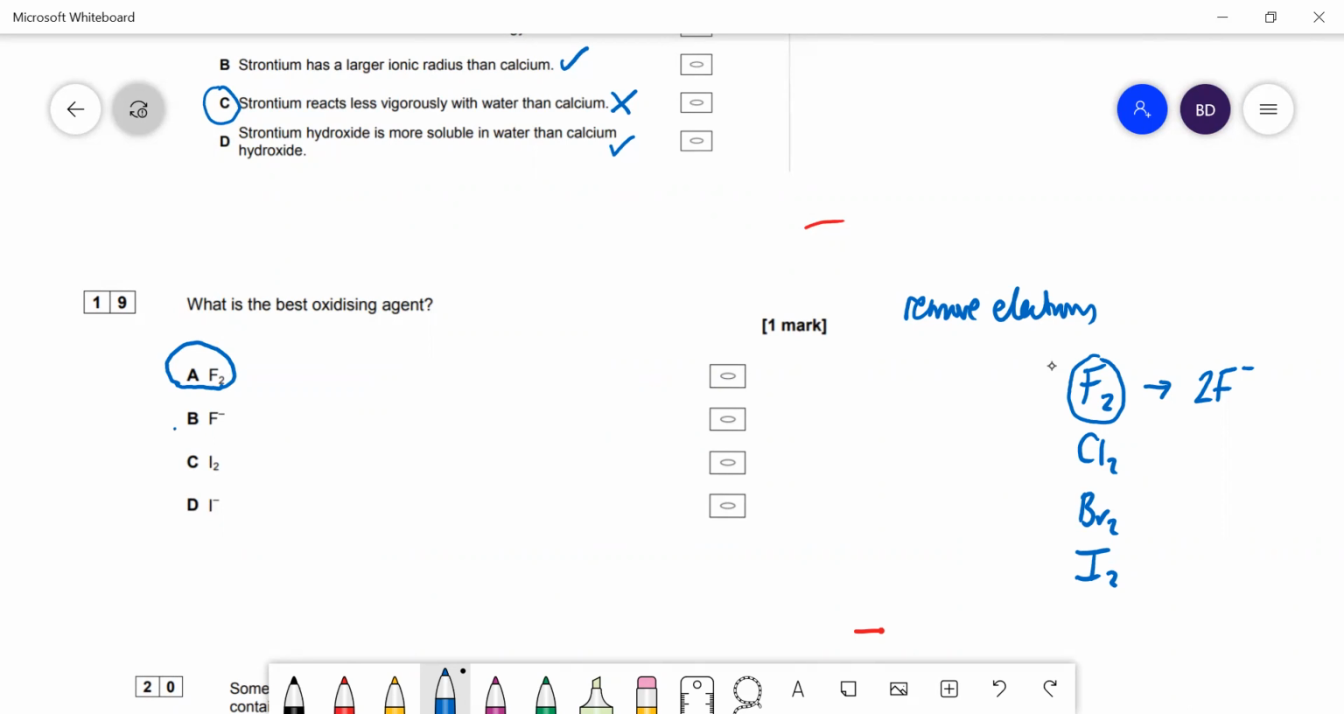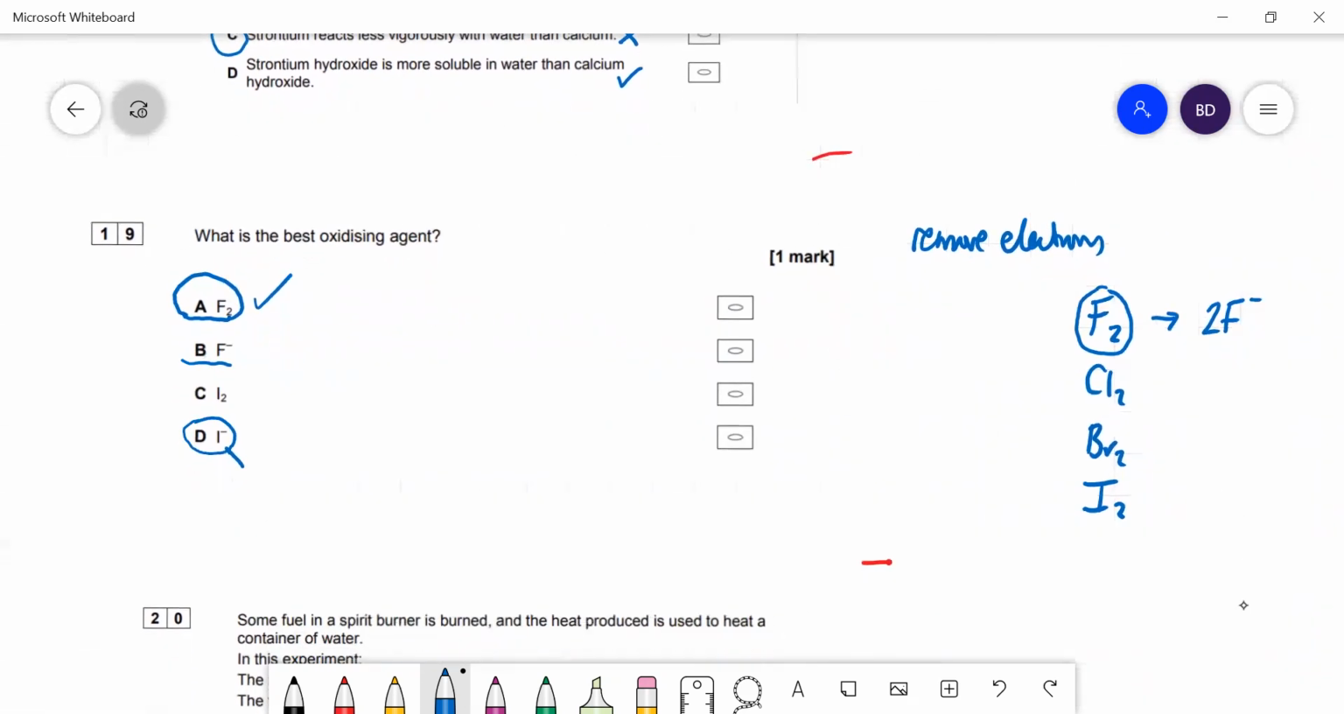Is the F- ion an oxidizing agent? It's not at all. It's got no tendency to gain electrons. It's quite happy. It's got 8 electrons in its outer shell, so it doesn't want to gain any more. The same with iodide. It's not an oxidizing agent. It doesn't want to gain any more electrons. It's got a full outer shell. So our answer there is fluorine. In actual fact, iodide is a reasonable reducing agent because it has some tendency to lose electrons.